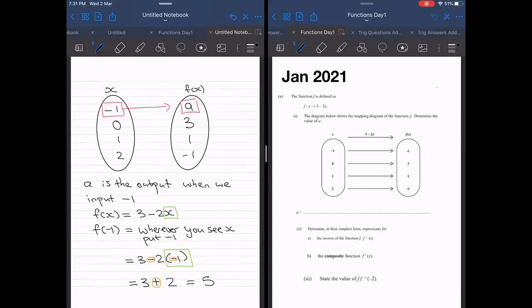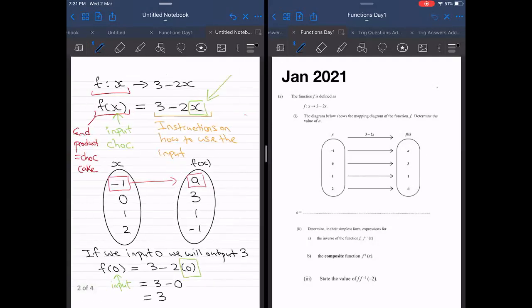So we're doing the first question. I basically just said that if you have f of x with the colon, you can write it with the brackets. And I was pointing out that the x is the input, and then whatever expression is there is telling you how to use the input. When you see the 0 matching to the 3, that is telling us that if we input 0, we would output 3. Input 0 means wherever you see x, you put 0. Input 1 means wherever you see x, you put 1. Input 2 means wherever you see x, you put 2.